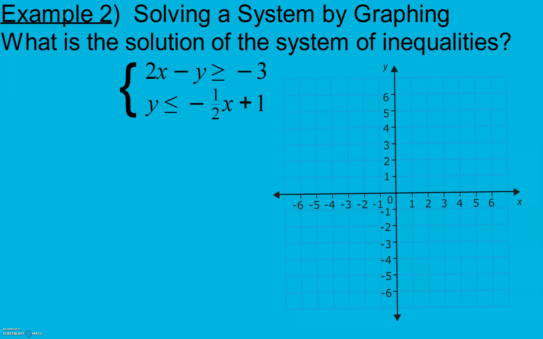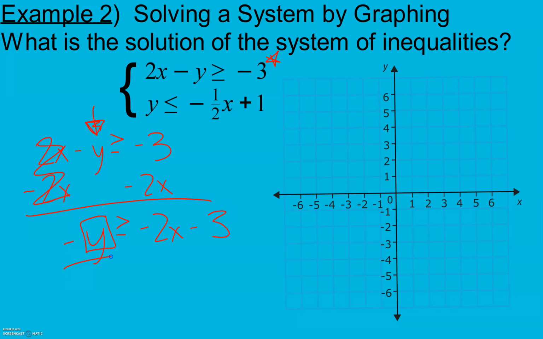Similarly to how we graphed systems of equations in order to find our solution, we're going to graph each inequality as it's written. So 2x minus y is greater than or equal to -3. First thing I'm going to do is solve for y. I add or subtract first to get rid of anything that doesn't have a y in it. Then I get my y by itself by dividing both sides, every term, by -1. Keep in mind, when we multiply or divide by a negative number, we have to flip our inequality.